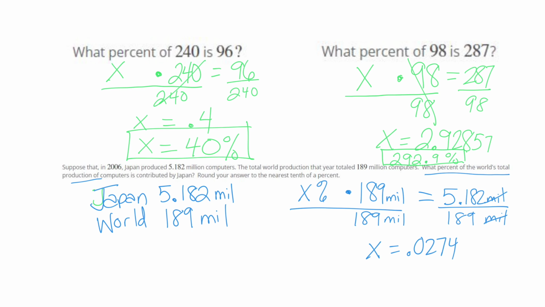Now to actually answer this as a percent, you have to move your decimal 2 places to the right. So it's going to end up at 2.74%. And again, pay attention to what they want you to round to. Last time I only went 1 decimal place, so I will here as well. 2.7 because the 4 does not round it up to an 8. So it's 2.7%.